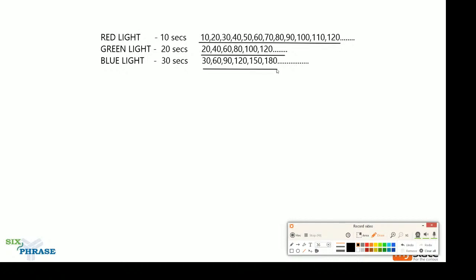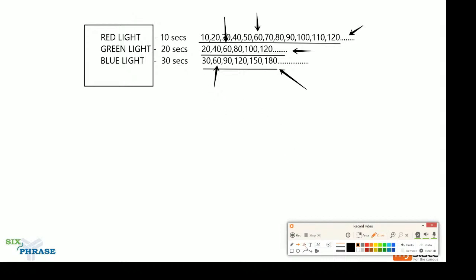Now, as you can see, my question was, when do all these three lights blink together? That was my question. If you look at these values, you have to find the common terms in all these three series, because that is when the first time all the three lights meet. So the first common term is 60. Here it is 60, again here you can see you have a 60, here you have a 60.